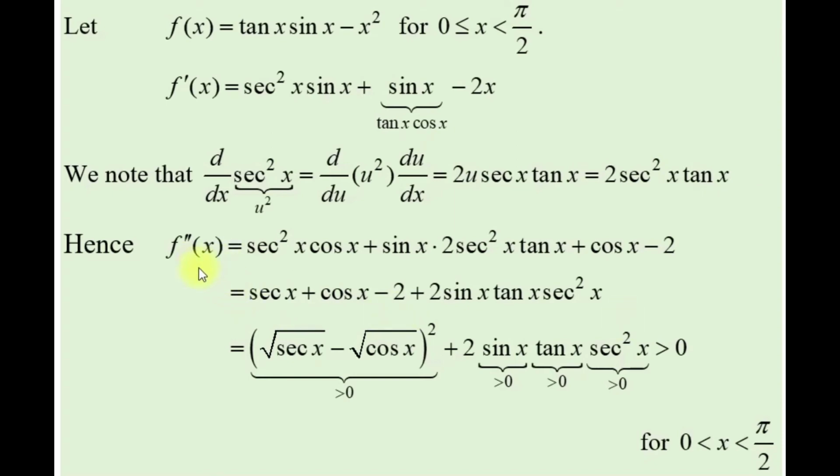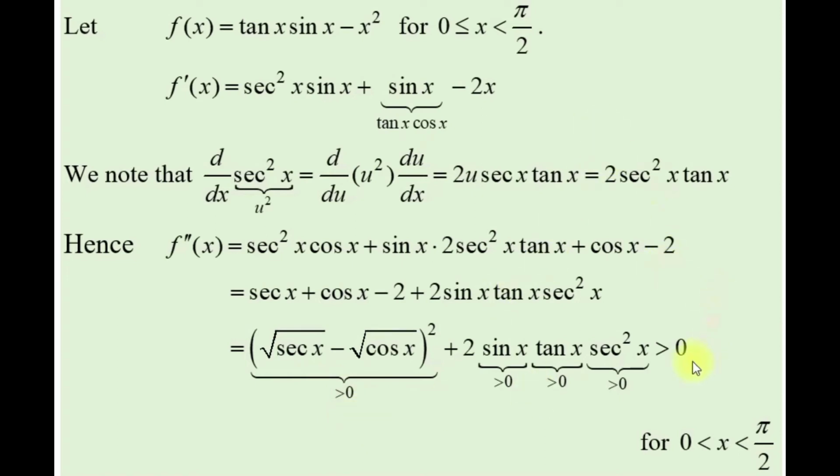So second derivative of f of x is sec square x cos x plus sin x into 2 sec square x tan x plus cos x minus 2, which on simplification gives sec x plus cos x minus 2 plus 2 sin x tan x sec square x. Now sec x plus cos x minus 2 can be expressed as the square of square root of sec x minus square root of cos x, whole square. Being the square of a non-zero number, this value will be strictly greater than 0.